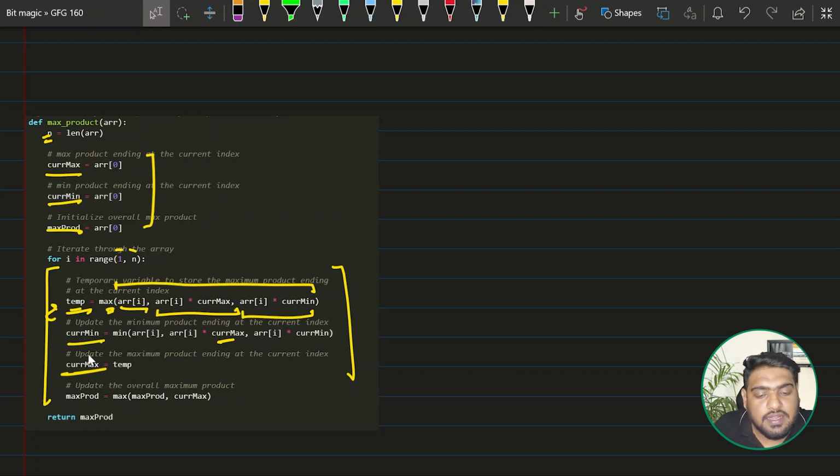Now, I say the same thing with the minimum. We are just taking the minimum of these three values. Now we have current minimum and current maximum ready. The last step is to maximize the maximum product with the help of current maximum. Once I'm done with one complete iteration of it, I can simply return the maximum product that we have found so far.